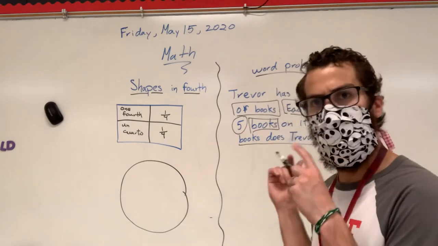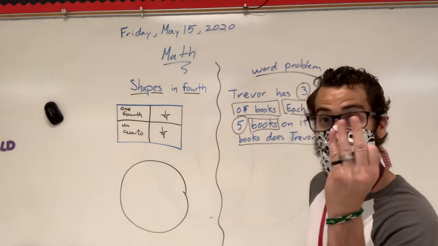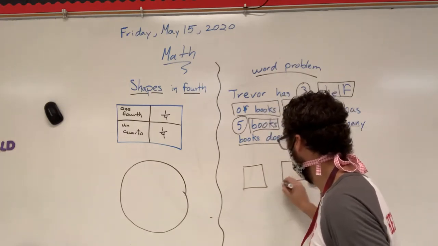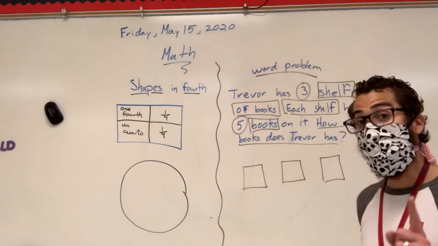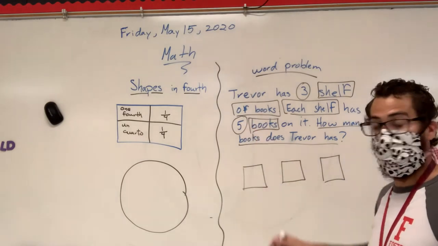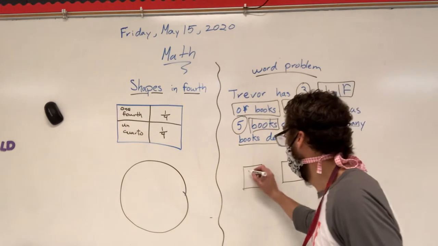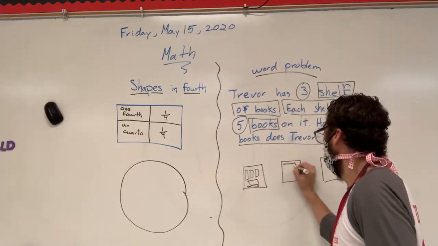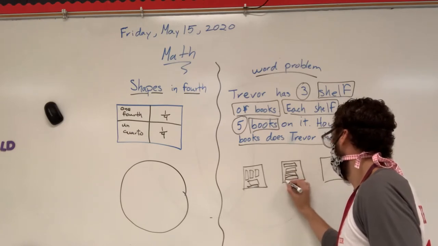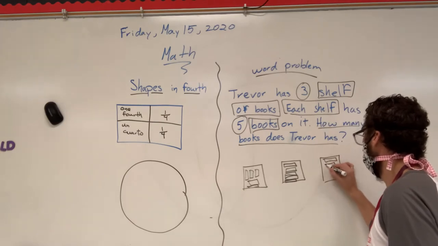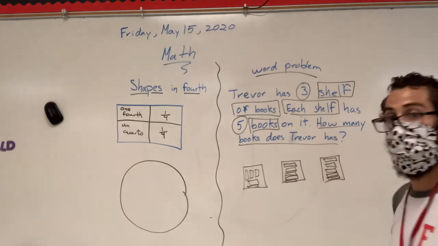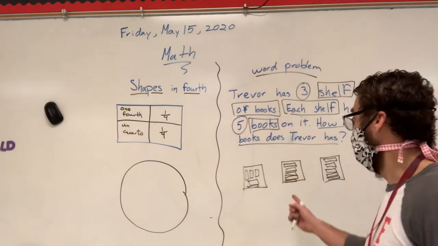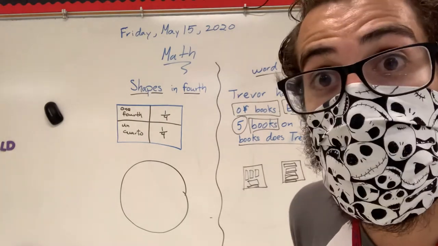Vamos a hacer dibujos. Let's make a drawing about this story. So Trevor, he has three shelves. Tiene tres lugares donde guarda los libros. So we have one shelf here, another shelf, and another shelf, tres estantes. This means that on each shelf, he has five books. Voy a dibujar cinco libros adentro de cada estante. So we have 1, 2, 3, 4, 5. So each shelf has five books. And how many shelves do we have? We have three shelves. So this means that this is a multiplication word problem.